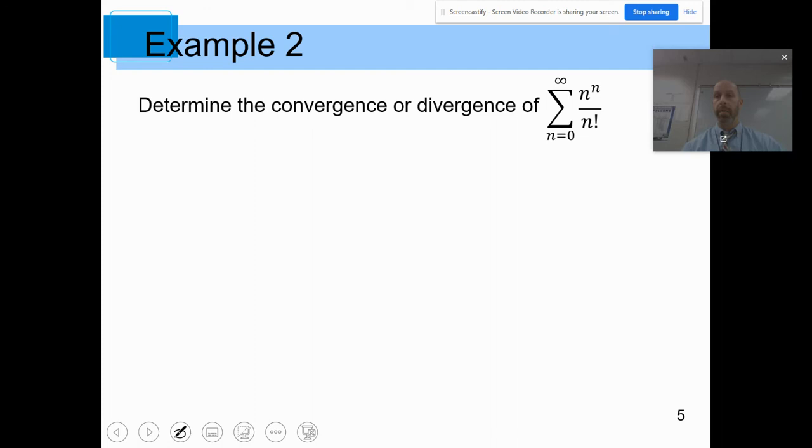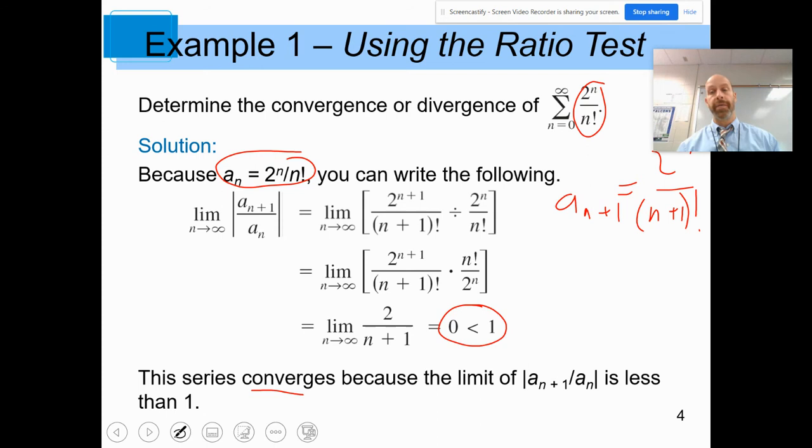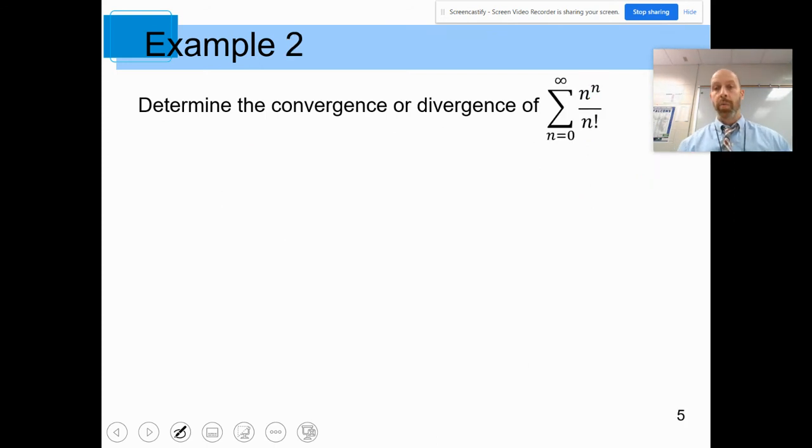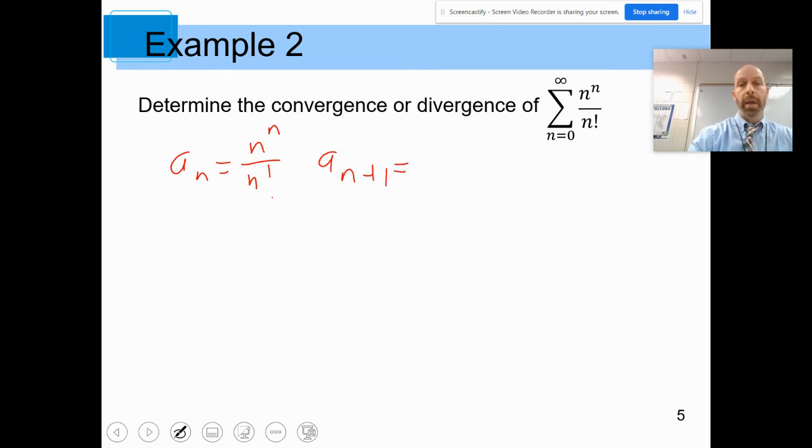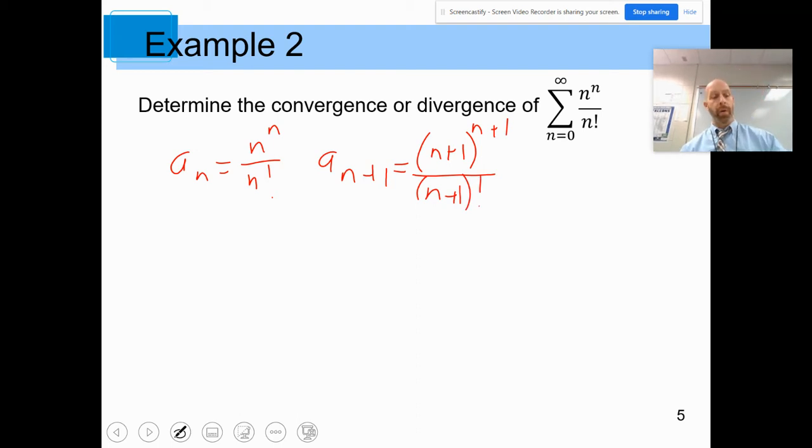Let's look at another example. This one I'm going to work out by hand. We want to figure out if this one converges or diverges. You'll notice that it looks very similar to the last one. The last one converged. Let's see how this one shakes out. The first thing we establish is that the a sub n term is n to the n over n factorial. Therefore, a sub n plus 1 is n plus 1 to the n plus 1 power over n plus 1 factorial.